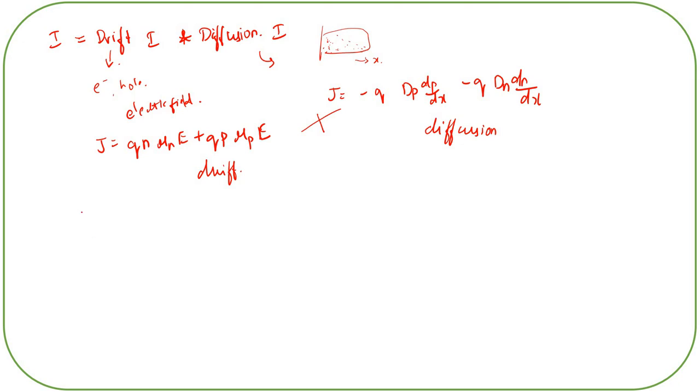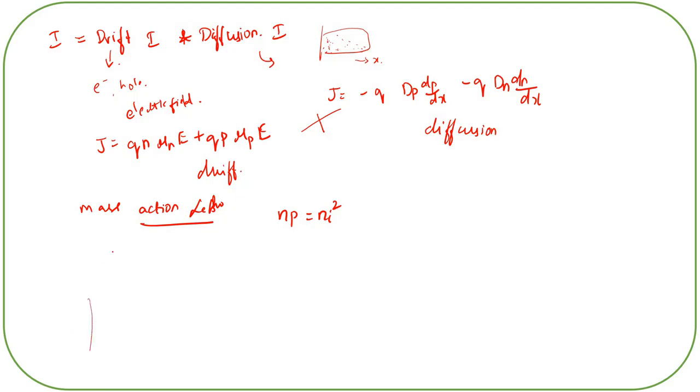Next we have the mass action law. The mass action law states that np equals ni squared. That is, the number of electrons times the number of holes in a semiconductor is equal to the intrinsic carrier concentration squared, where ni is the intrinsic carrier concentration.